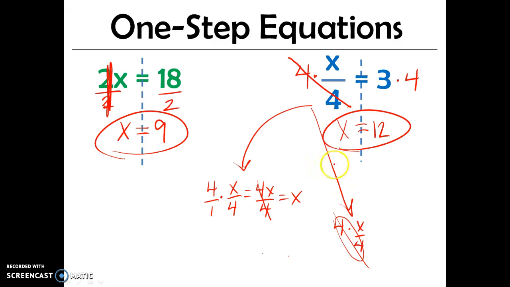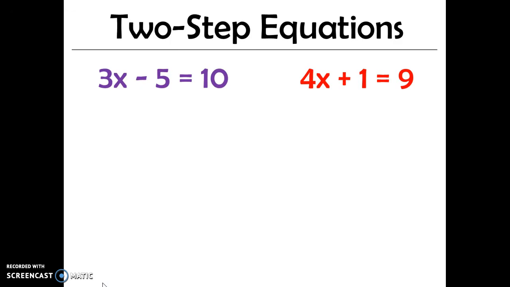Okay? So moving on, we have seen one-step equations when you have addition, subtraction, multiplication, and division. Now we're going to do that with two-step equations. So 3x minus 5 equals 10. First, draw your line to separate both sides. Okay, so this is going to require two steps.